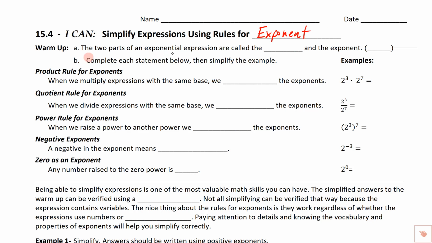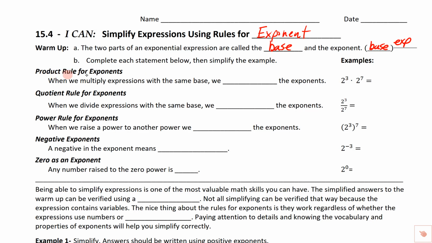It says two parts of an exponential expression are called, so we've got a base in an exponential expression, and we've got the exponent. So remember, the base is the number that we use down here, and then the exponent is the number that we write a little bit smaller, and then we call that superscript. So we've got some examples down here. And then it says complete each statement below, then simplify the examples.